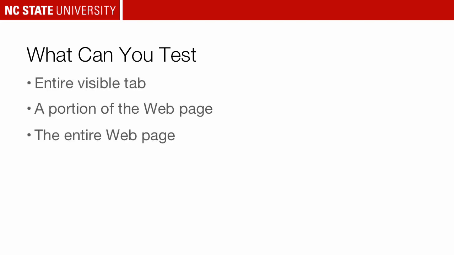So what all can you test with this tool? You have three options. First, you can choose just to analyze the entire visible contents of the tab. Second, you can use your mouse to select a portion of the web page just to analyze that one section. And third, you can choose to analyze the entire web page. If you choose this option, the tool will scroll your page to make sure to capture all the elements on your page.